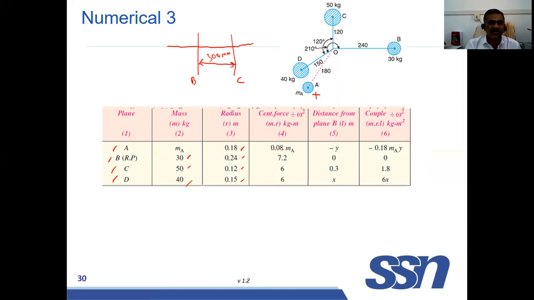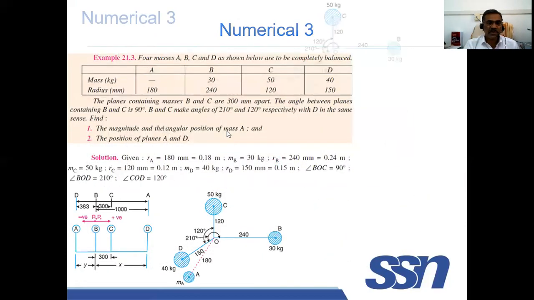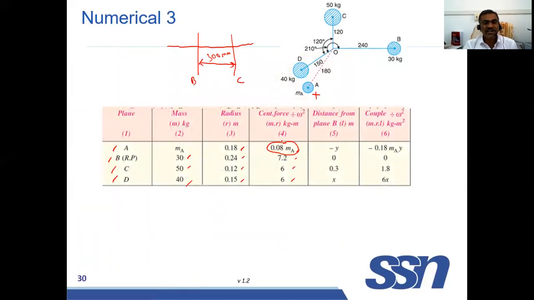You multiply. If you multiply, here we have 4 values, but only one unknown. In the previous problem, there were 2 unknowns, MX and MY. But in this problem, only one unknown. So now we can draw the first polygon. Since only one unknown is there, we can draw the first polygon, right? So how to draw the first polygon?